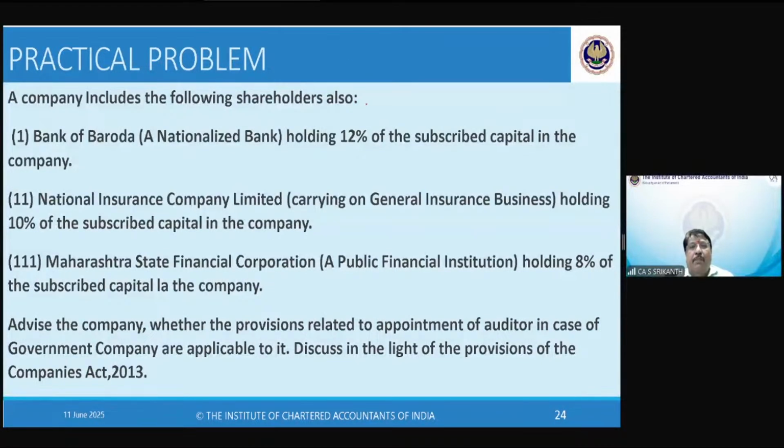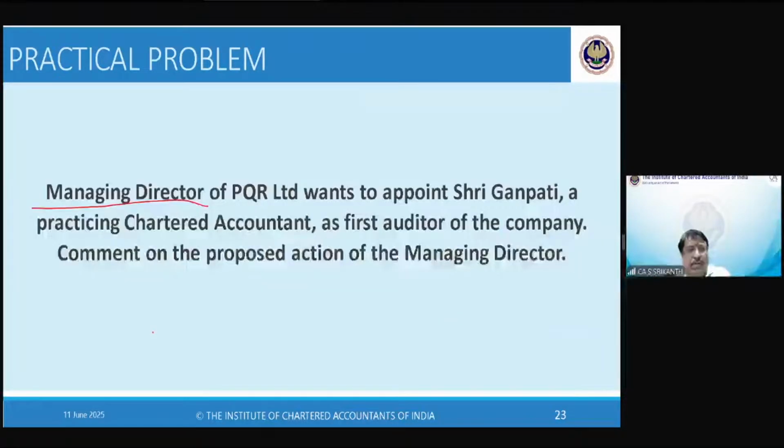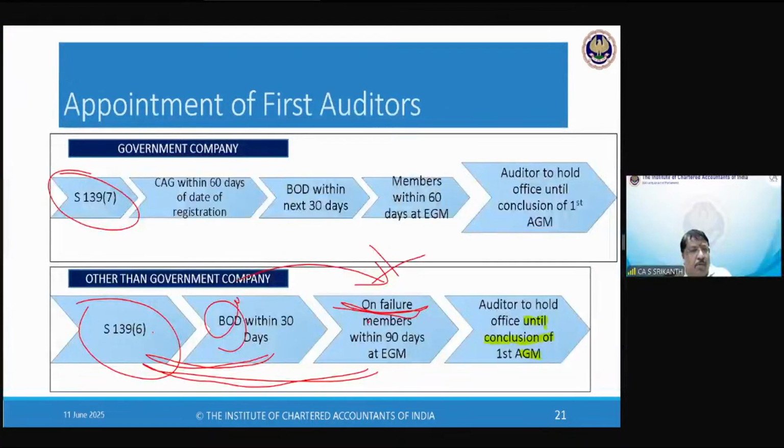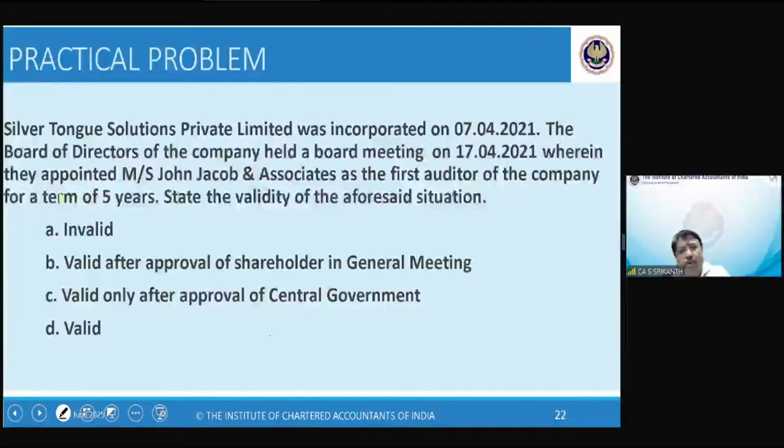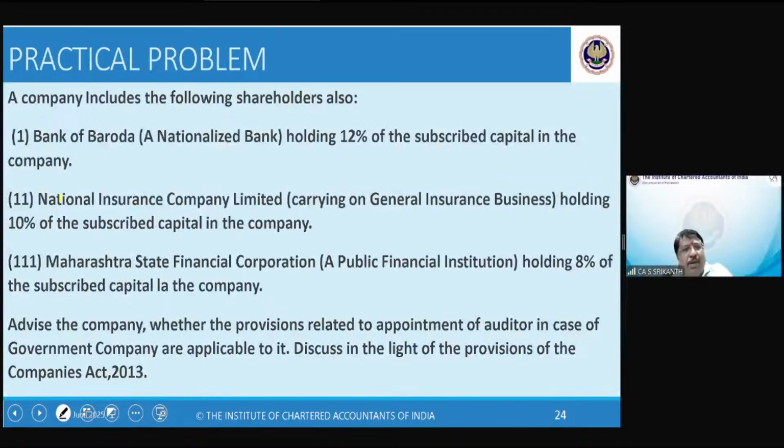See, in the question here is, who can appoint the auditor of this company? There are 2 types of auditor appointment. First auditor. One is by government for government company. Other is for other than government company. So you have to first decide, Dhanush, whether this is a government company or not. If you say it's not a government company, then you will come here. If you say it is a government company, you go here.